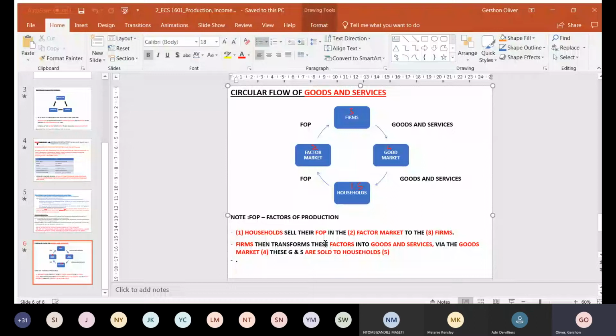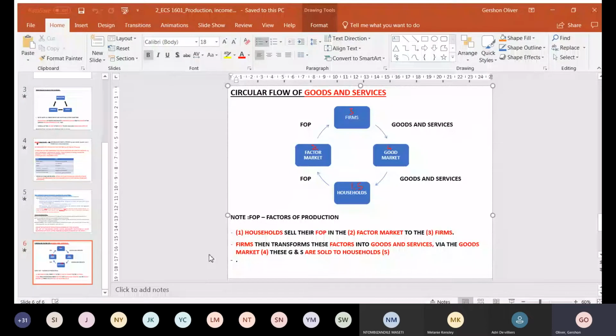What are those factors of production? It's your labor, your capital, entrepreneurship, as well as technology, and of course your land, your natural resources. Via the goods market, these goods and services are then sold to your households. So essentially that is your circular flow of goods and services.